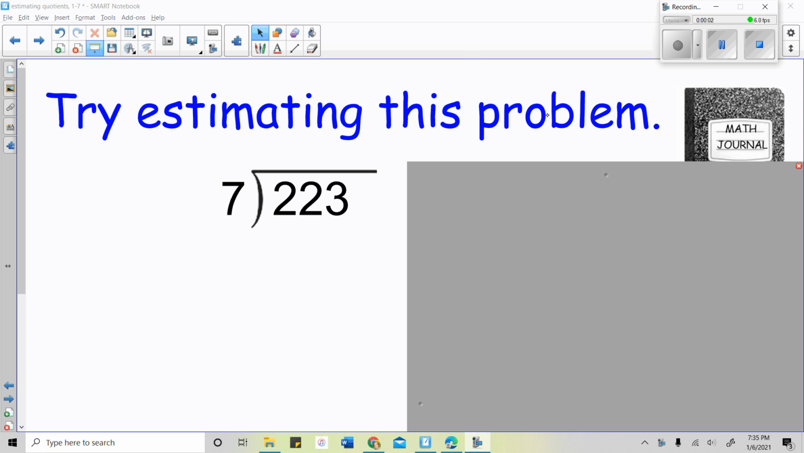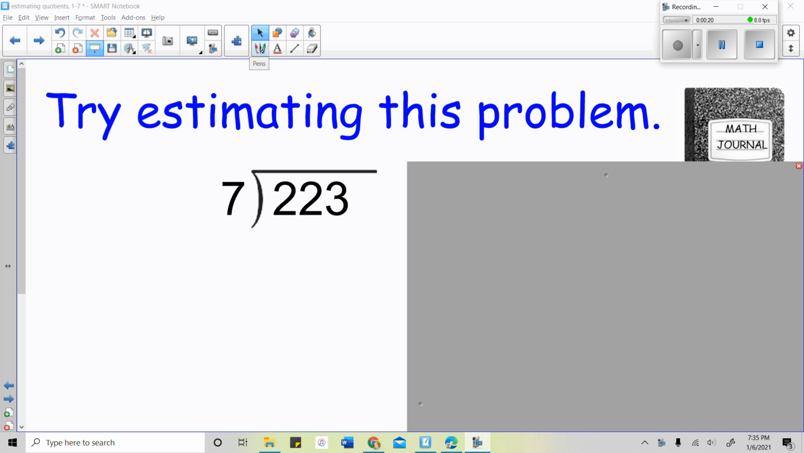So this week we've been working on estimation. We've estimated addition and subtraction. We've estimated with fractions and decimals. Now, several weeks earlier, we had done estimating with multiplication, which we will review tomorrow. But today we're going to be doing estimating division.